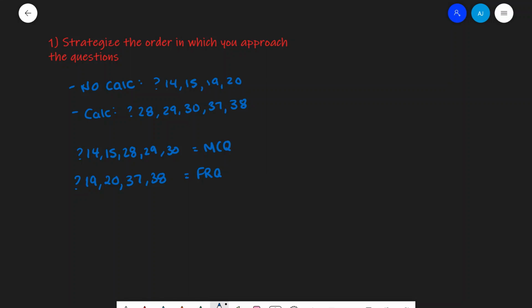So personally, I would recommend that when you're doing the no calc section, you first do questions 1 through 13, since they tend to be the easiest, then skip to the FRQ section and do questions 16 to 18, since those are the easiest free response questions. Then do questions 19 and 20, and then lastly do questions 14 and 15.